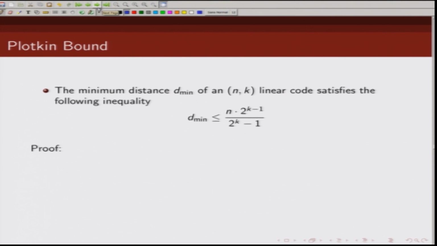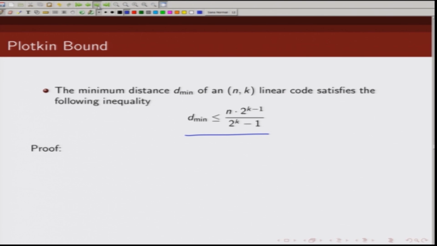The third bound that we are going to prove is what is known as the Plotkin bound. So, what does the Plotkin bound say? That the minimum distance of an (n,k) linear code satisfies this inequality. So, the minimum distance of a code is upper bounded by this quantity.